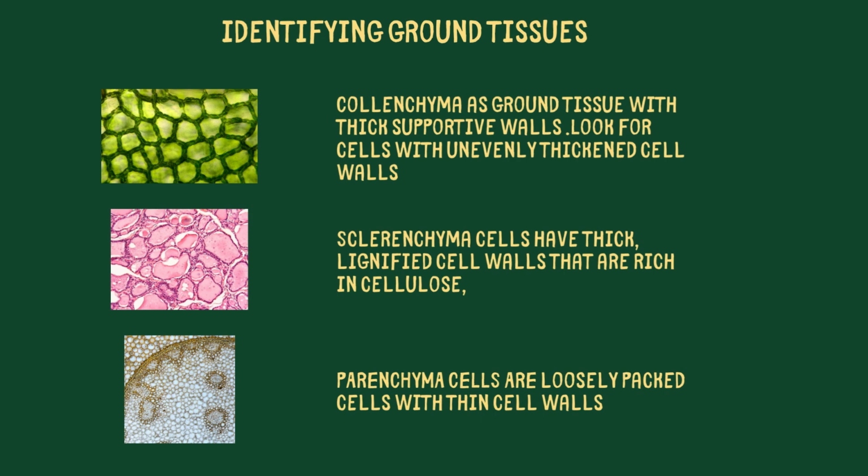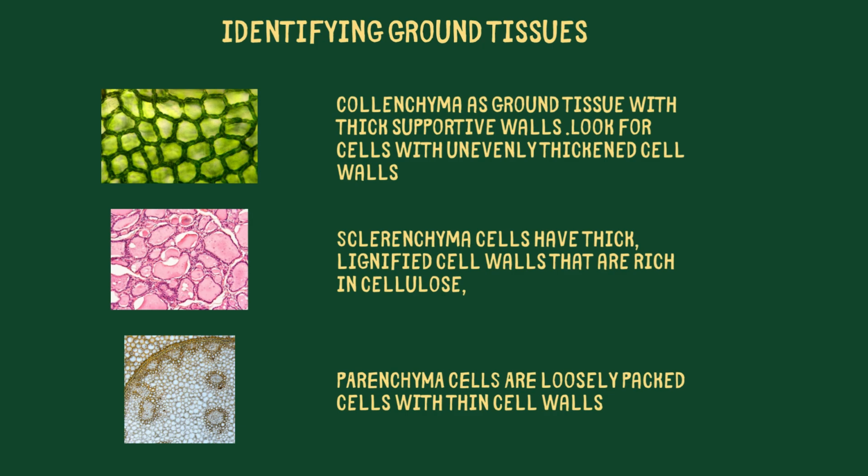Basically, to identify tissues under a microscope, primarily observe the cell shape, arrangement, and staining patterns within the tissue sample. We can look into identifying ground tissues. Collenchyma as ground tissue with thick supportive walls. Look for cells with unevenly thickened cell walls. Sclerenchyma cells have thick, lignified cell walls that are rich in cellulose. Parenchyma cells are loosely packed cells with thin cell walls.